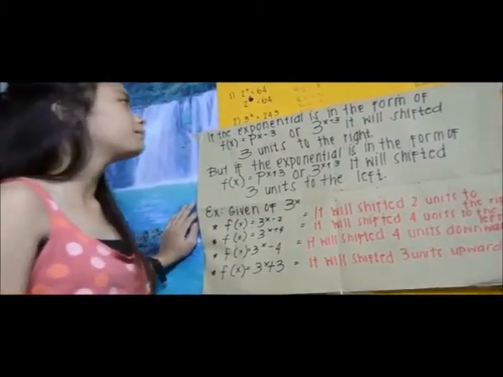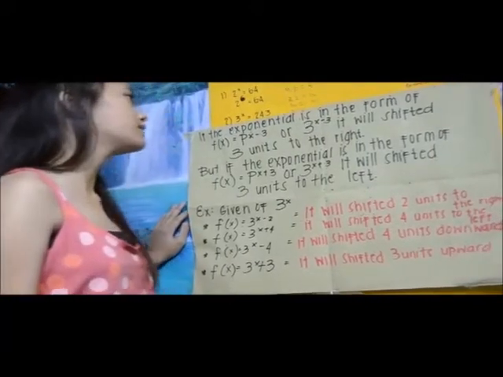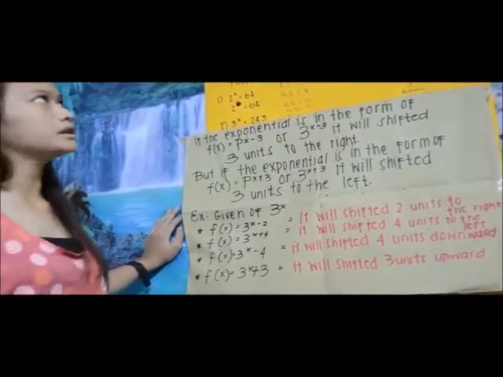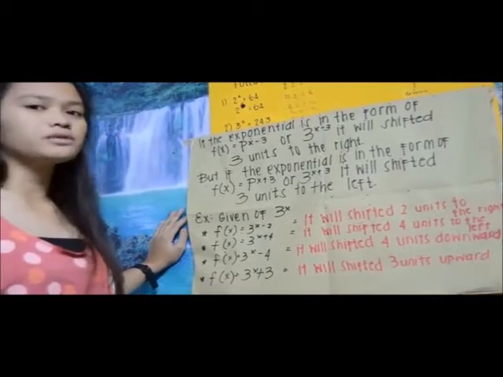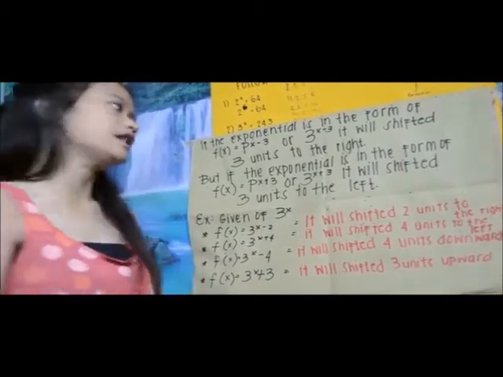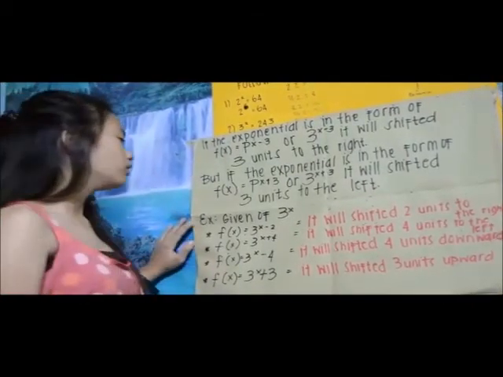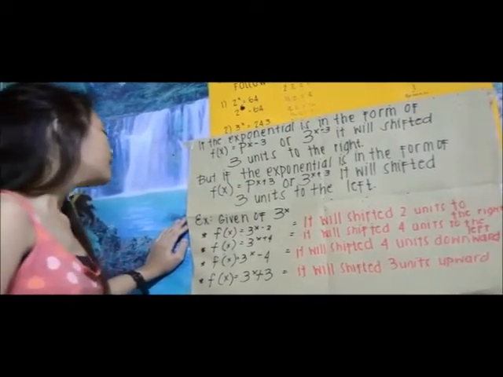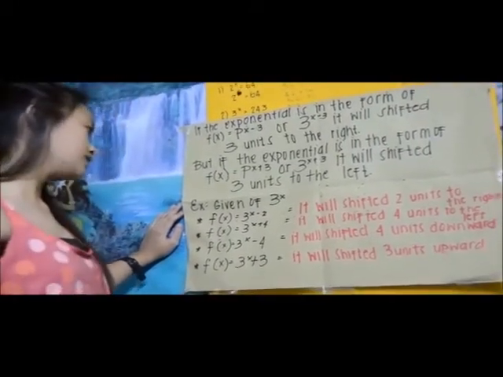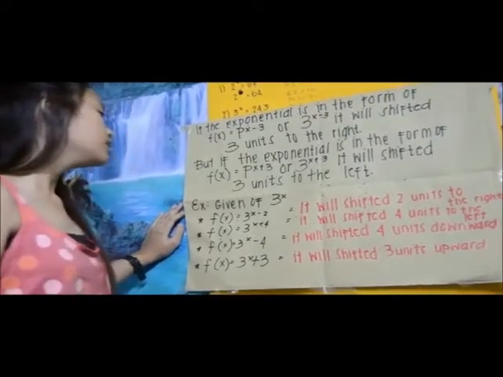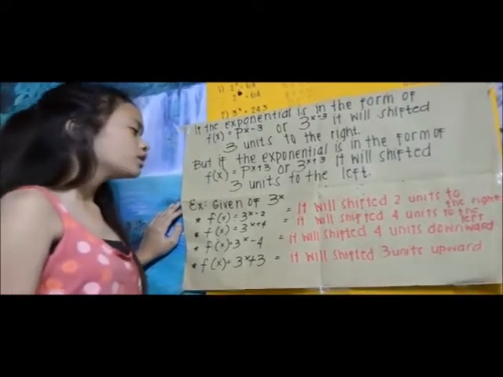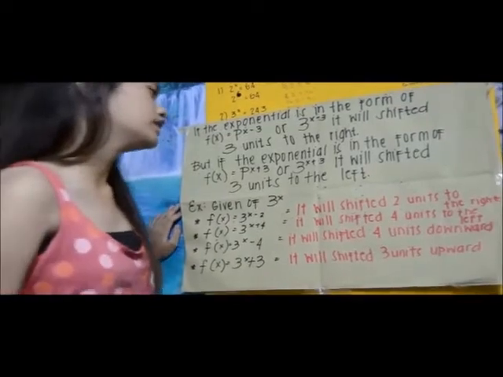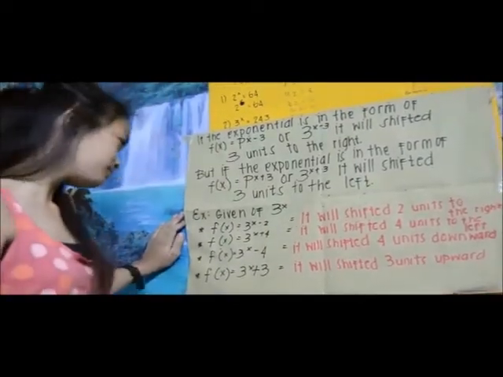If it is in a negative form, it will shift to the right. But if it is in the positive form, it will shift to the left. Example, given 3 raised to x: f of x is equal to 3 raised to x minus 2. The graph of 3 raised to x will shift 2 units to the right.